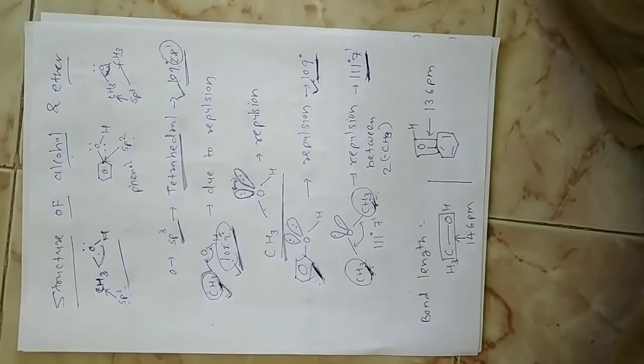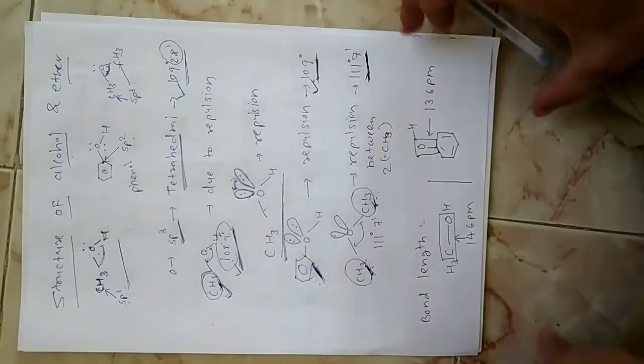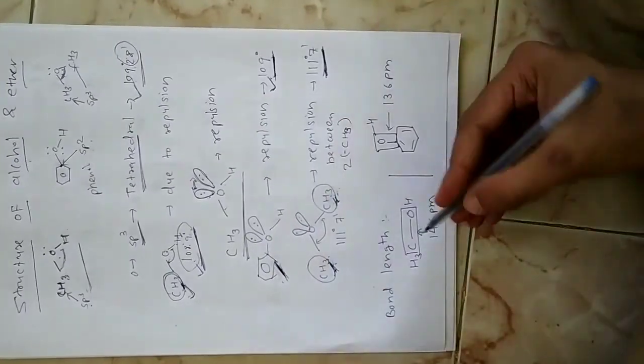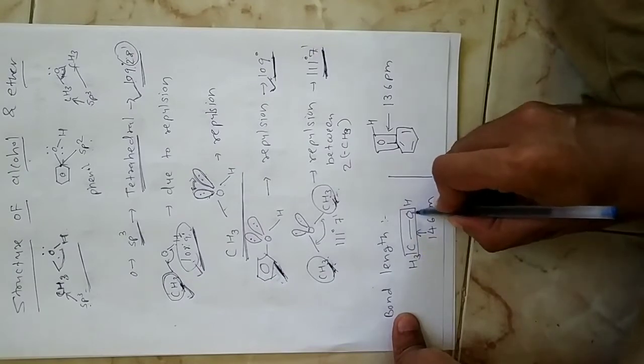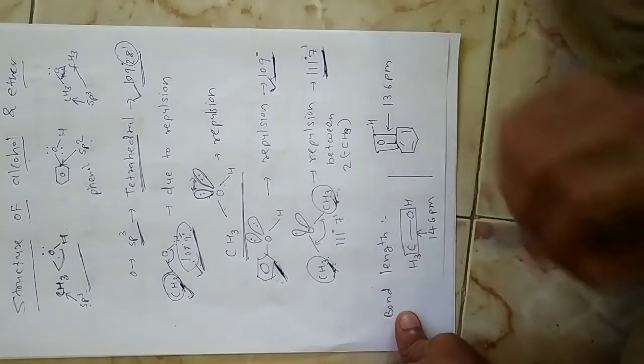Now bond length. What is bond length? It is the distance between carbon and oxygen, that we are going to discuss here.